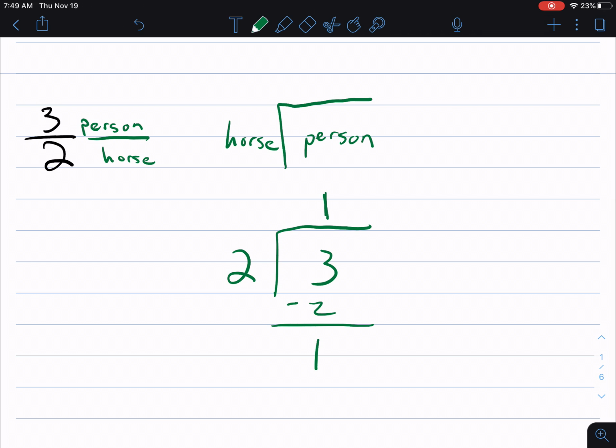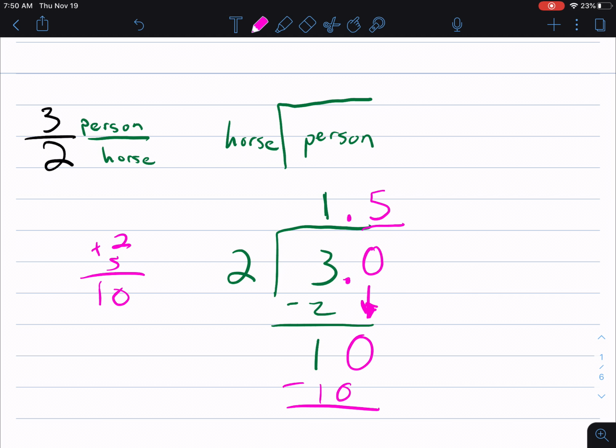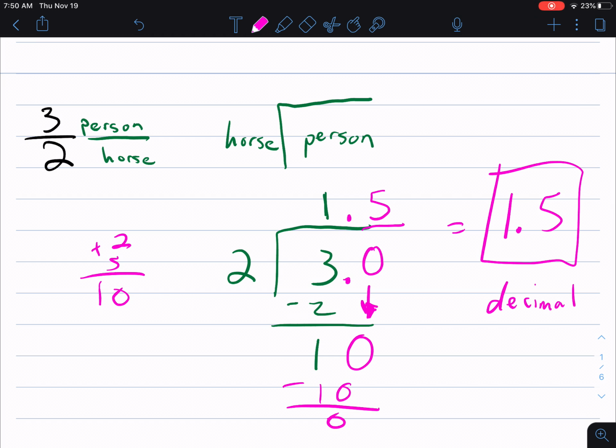Now remember, if this is your last number, si ese es tu último número, you're going to add a point and a point, 2 points, and a 0. Bring it down, lo bajan. 2 into 10, 2 a 10, ¿cuántas veces? 5 times, because 2 times 5 is 10. My answer is 1.5. 1.5 is my decimal. This is all you're doing. Es todo lo que están haciendo, dividiendo.